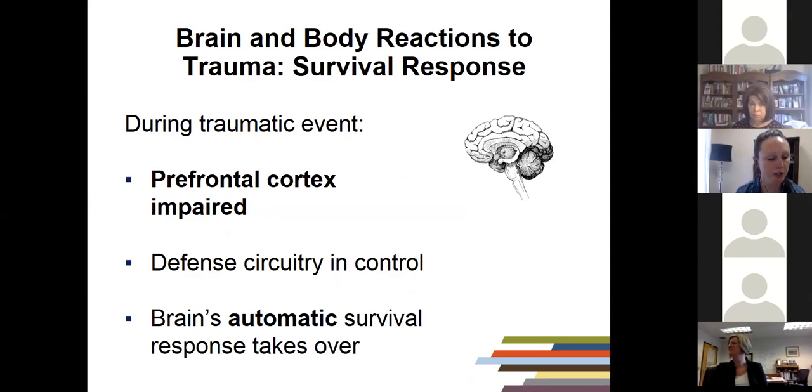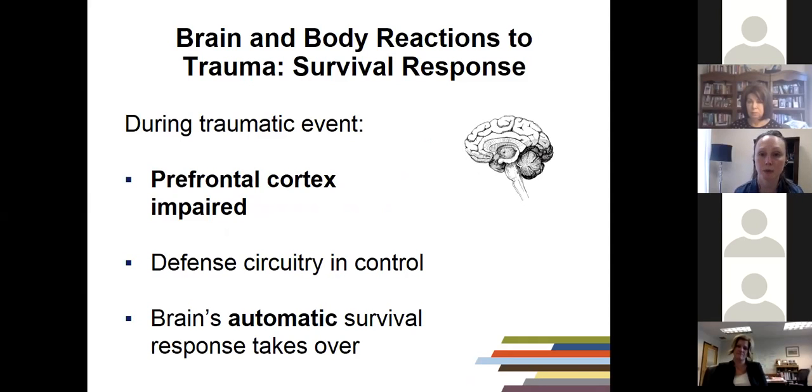So what happens during a traumatic event or during a time when a child might be triggered? Something in their environment or something inside, like a memory, causes them to have a strong reaction that is reminiscent of what happened during the traumatic event. During a traumatic event, the survival response kicks in, right? We talked about this last time. And when the survival response kicks in, the prefrontal cortex becomes impaired. So the prefrontal cortex is not working as it is when you're not experiencing a trauma.